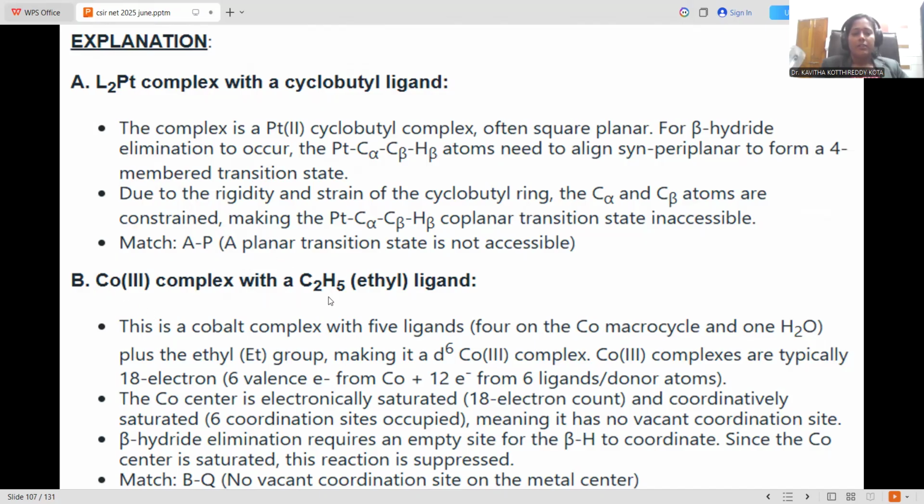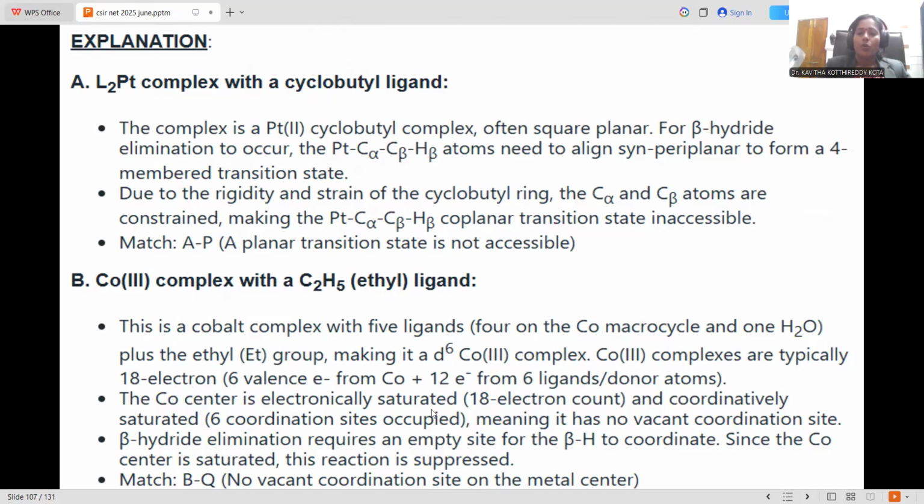Then the cobalt complex with the C2H5 ligand. Next, we had a six-membered ring system, an octahedral complex, where you can notice the ethyl ligand within. The ethyl ligand is having a beta hydrogen, obviously, but the cobalt complex has 5 ligands, 4 on the cobalt macrocycle, and 1 is water, and another is the ethyl group, making a d6 plus 3 complex. So here the cobalt plus 3 complex is typically 18 electron in nature. The cobalt center is electronically saturated. The second condition is violated over here.